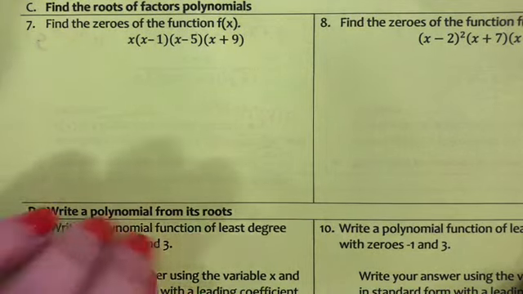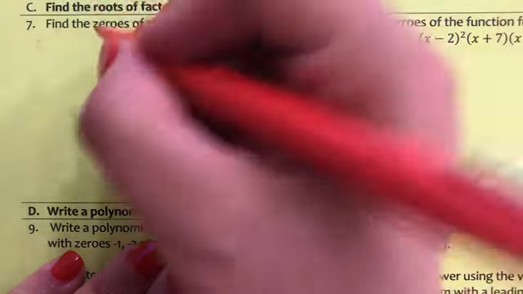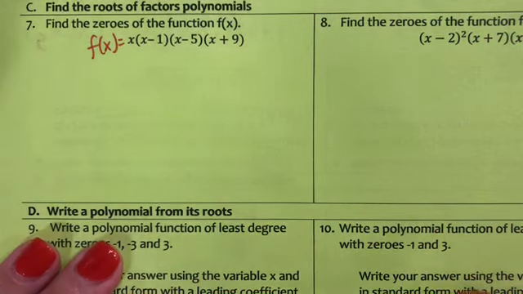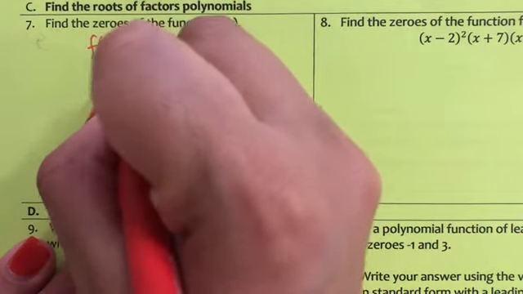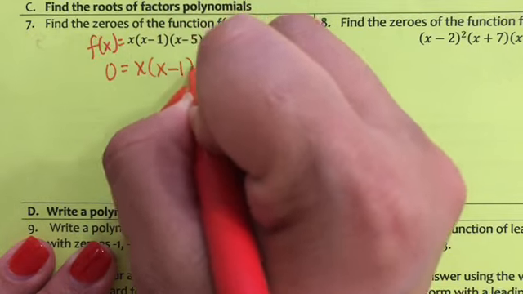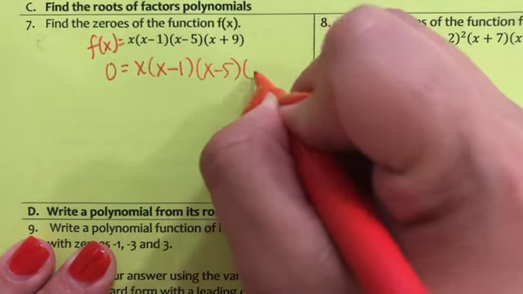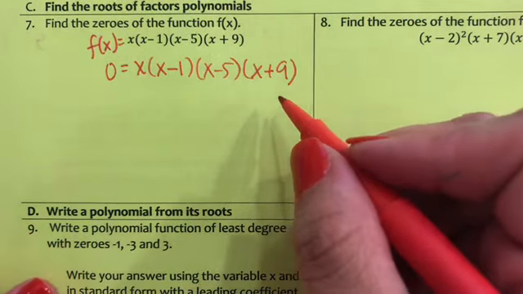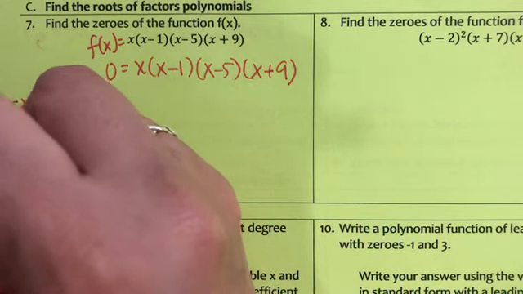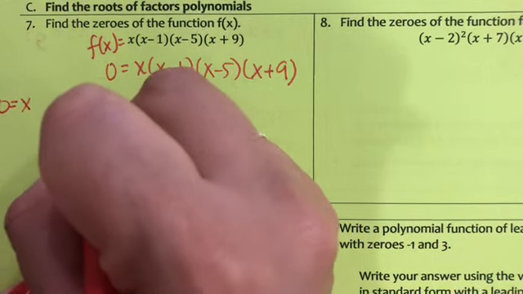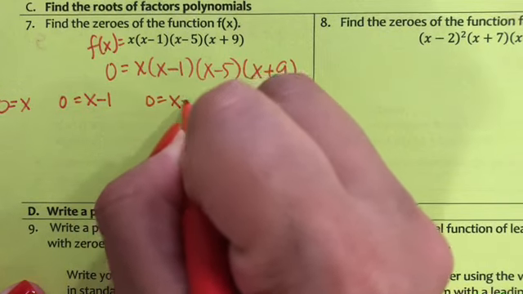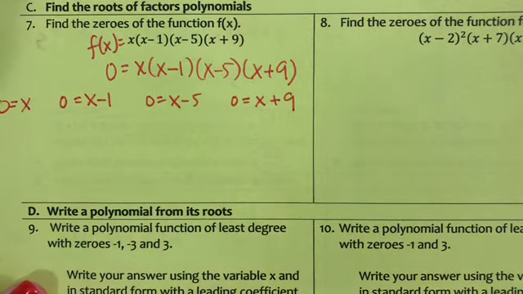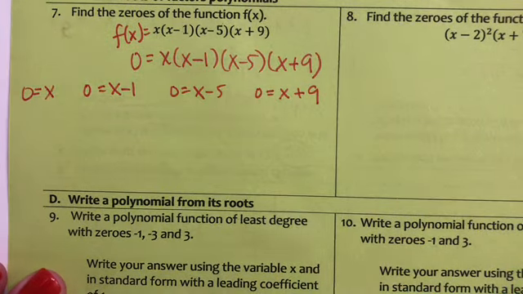Okay, number 7 is pretty simple. I'm basically saying that this whole thing is f of x, and it's asking you to find the zeros. So you're also saying that 0 equals x, x minus 1, x minus 5, and then x plus 9. Individually, you're going to say each of these is equal to 0. So x equals 0, 0 equals x minus 1, 0 equals x minus 5, 0 equals x plus 9. You're going to solve for x.